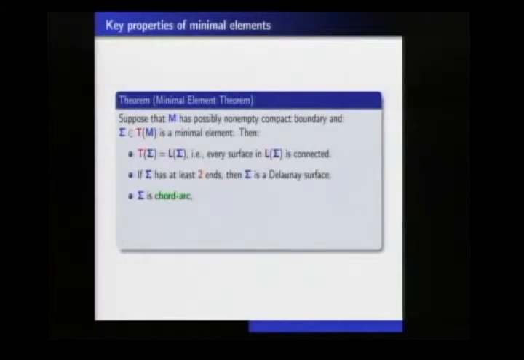Otherwise, I have to do something really silly. I only get chord arc when I say the points are at least some distance away from each other.